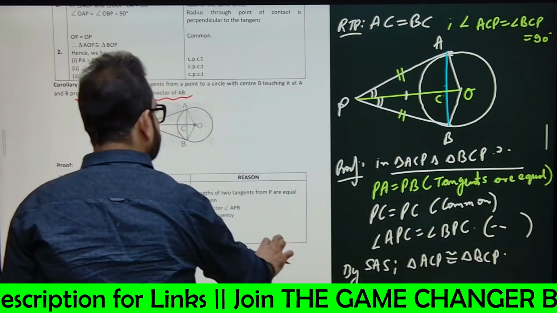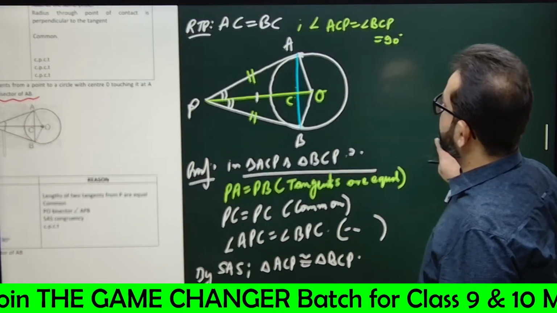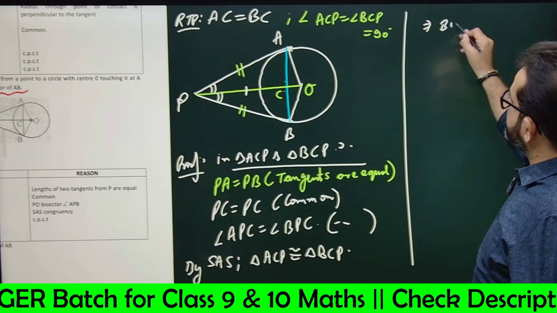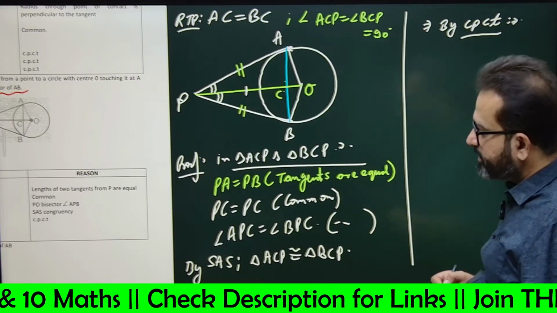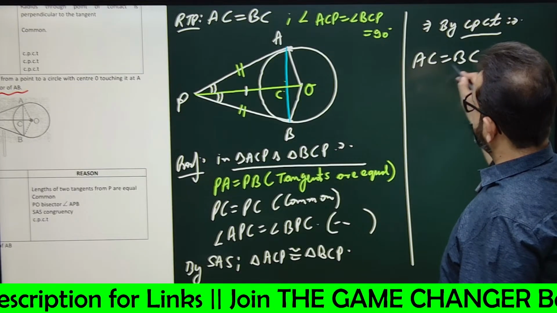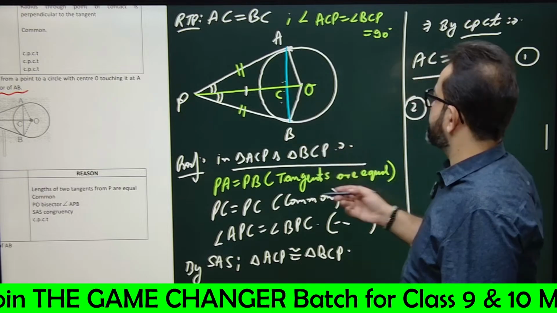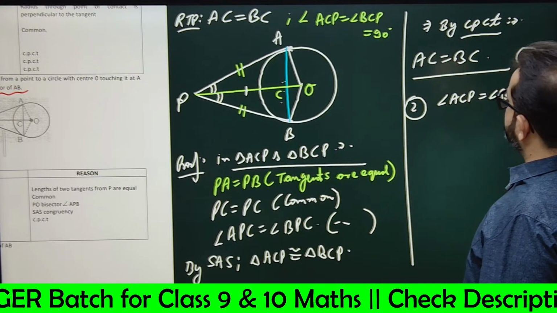Yes or no? Yes, sir. So can we say it implies, by CPCT, corresponding parts of congruent triangles are equal, AC equals BC? Okay. First thing proved. Second thing, I have to prove that this angle is equal to this angle, also angle ACP equals angle BCP.